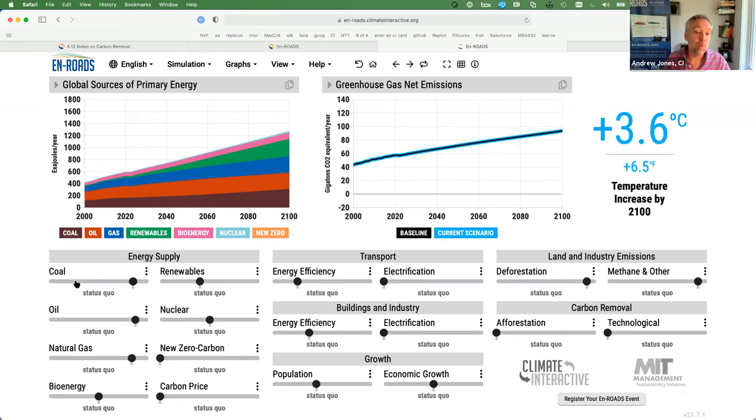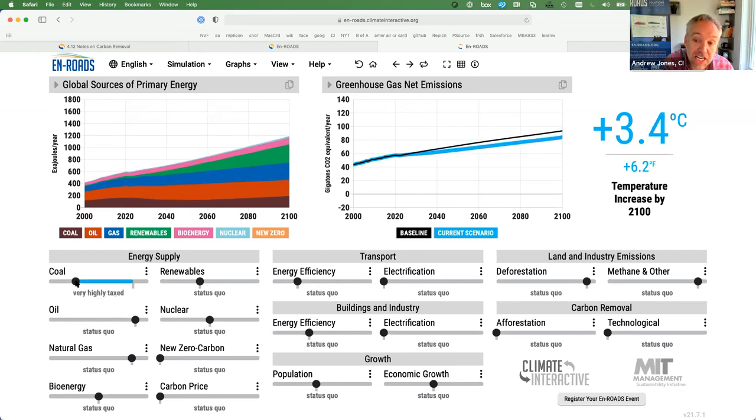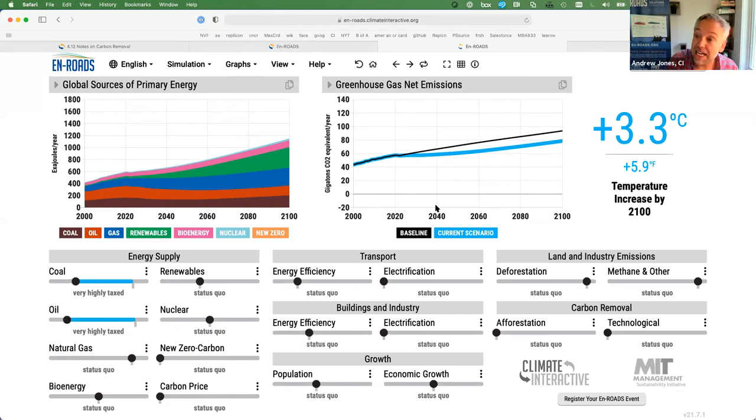So you would say, watch the brown area. Watch what happens to coal. Oh, look at it shrink. Temperature goes down. What about oil? If it got more expensive because of this divestment movement, watch what happens to the red area of oil. Shrink. Oh boy, it's a little bit less, 3.3.